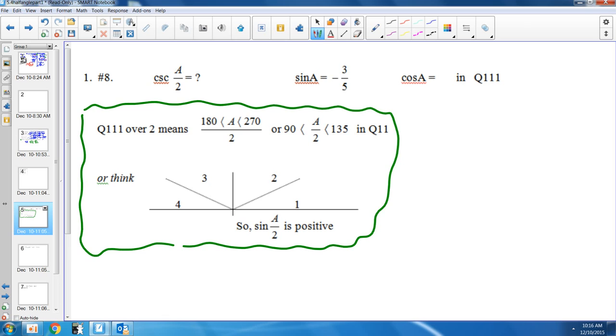The question is, what is the cosecant of A over 2 if you know the sine of A is equal to negative 3 over 5 and it's in the third quadrant? This is a problem that you've seen before. There's nothing new other than the fact that it's a half angle instead of a double angle. So the process is exactly the same, except you have one more layer that you have to do, and that's the plus or minus.